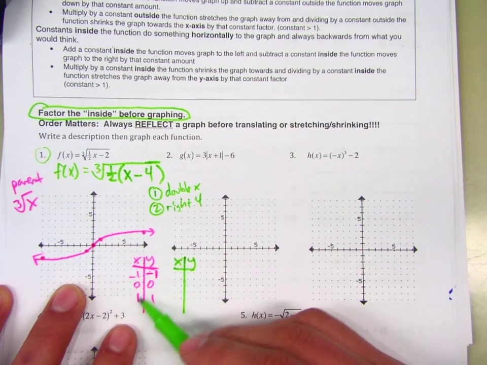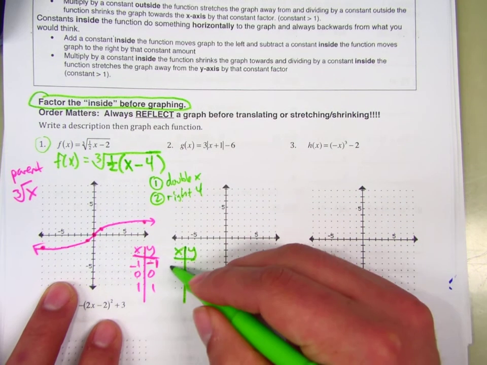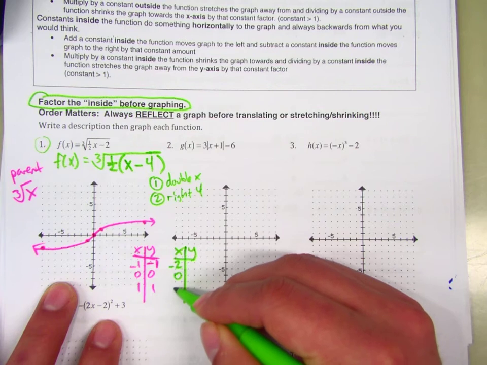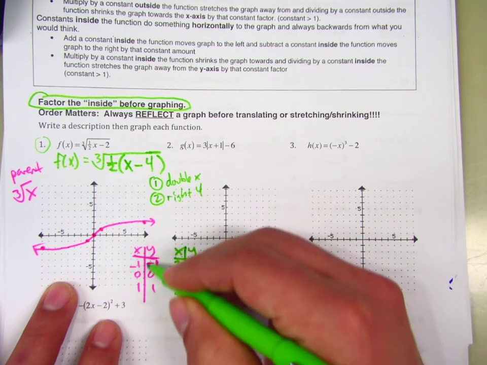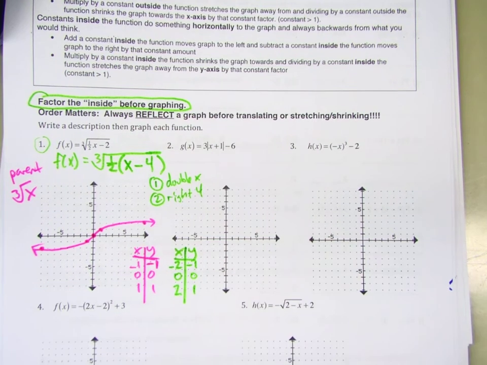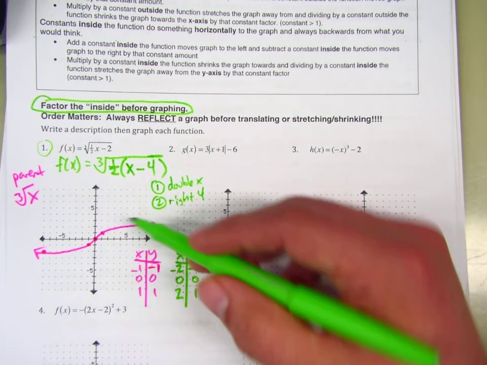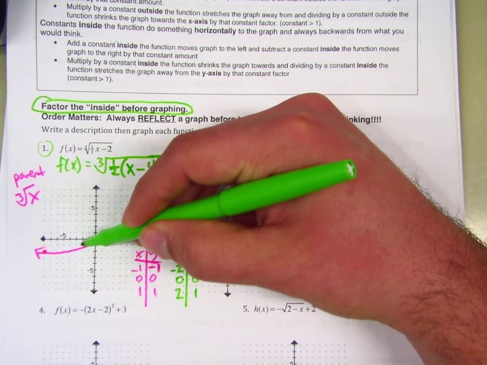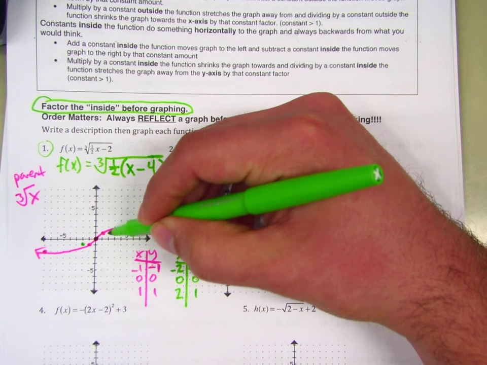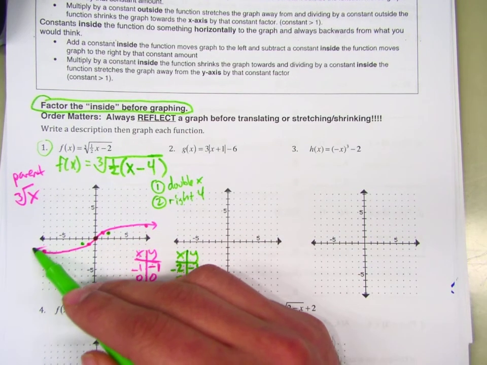So let's double all our x's. Okay? So my new x column is going to be -2. 0 doubled is still 0, but now 1 doubled is 2. And then my y values are going to stay the same. Okay? And so now that is going to go -2, -1, 0, 0, and then 2, 1. And so here are the new points. Okay, so currently I have something that looks like this.